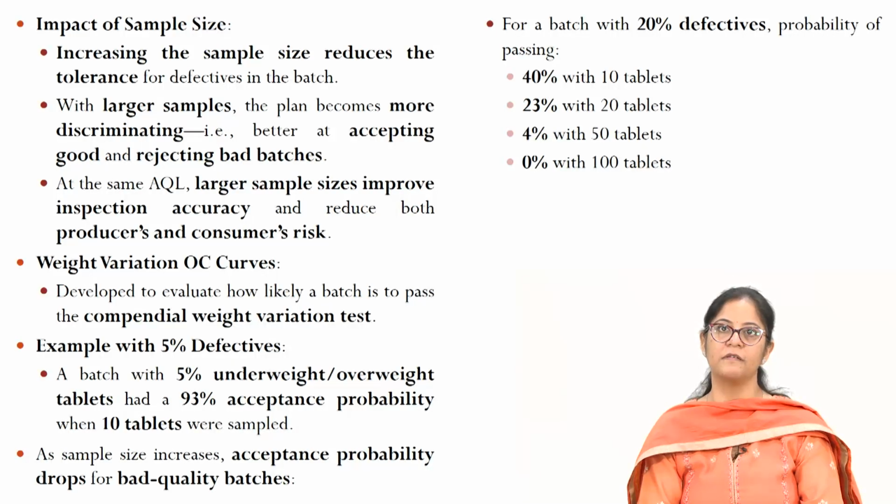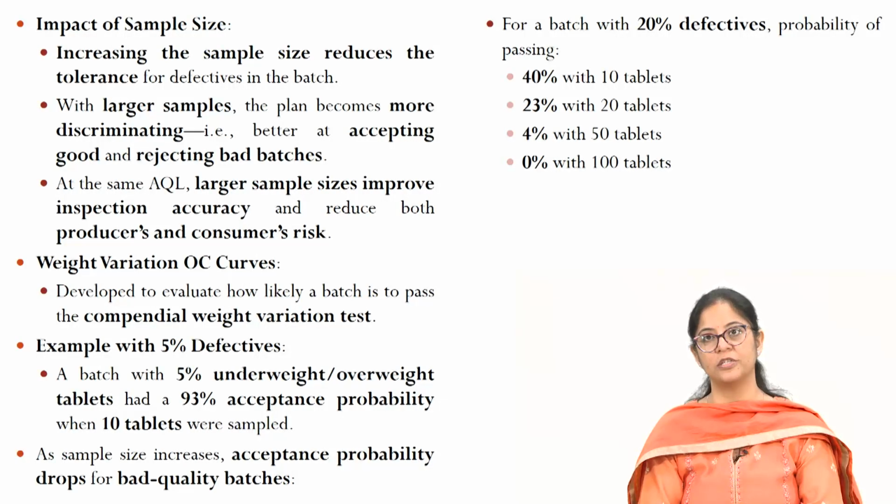Increasing the sample size reduces the tolerance for defectives in the batch. With larger samples, the plan becomes more discriminating, better at accepting good and rejecting bad batches. At the same AQL, large sample size improves inspection accuracy and reduces both producer's and consumer's risk.